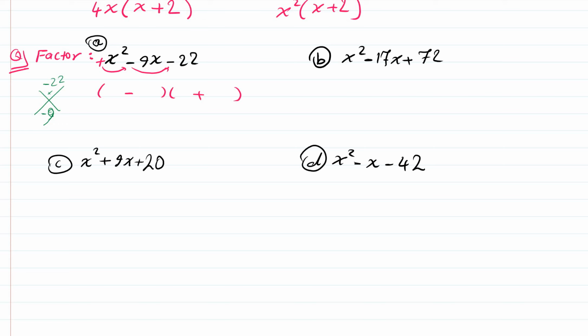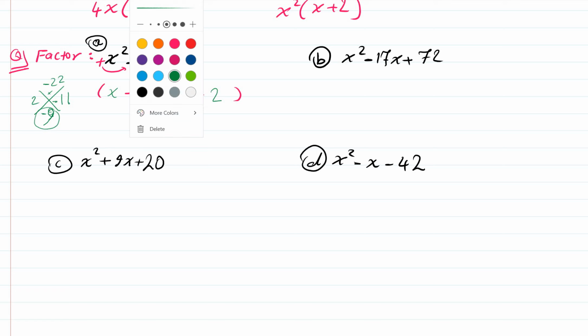The answer is 2 and 11, right? 2 and 11. 2 times 11 equals 22. But which one should be negative to get negative 9 when you add them? Of course, 11 must be negative. So that's why we write x here, I forgot. So 11 must be on the negative side and 2 must be on the positive side, and this is the answer. Okay, all right.